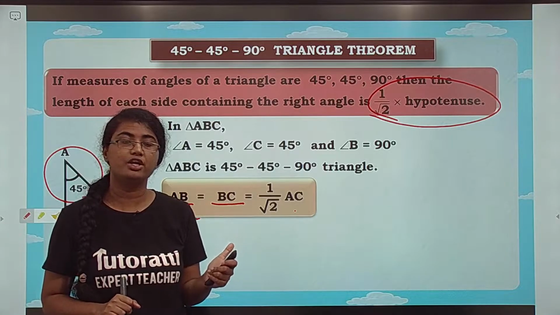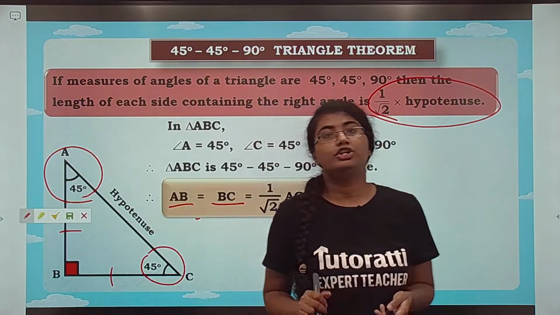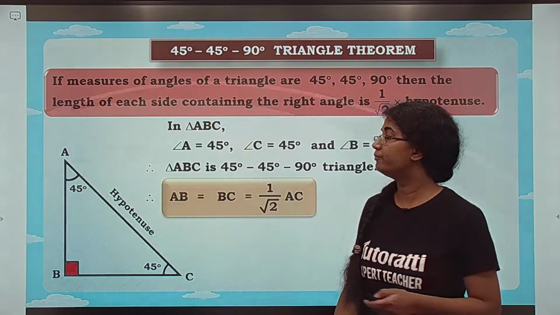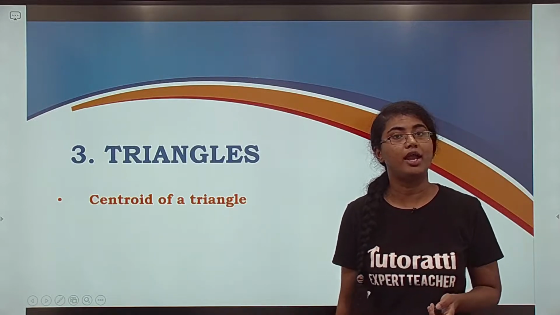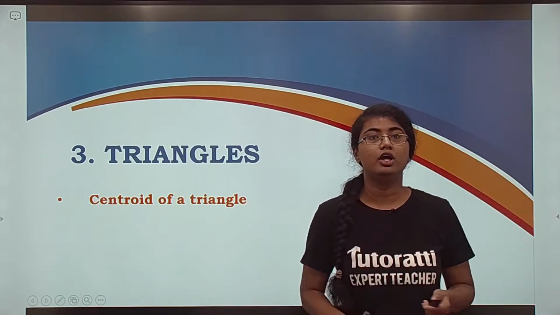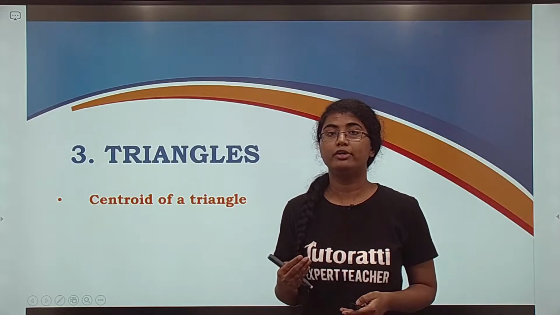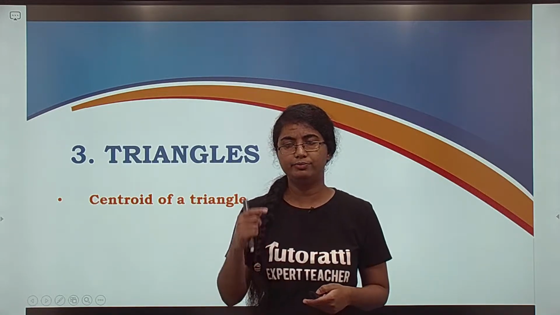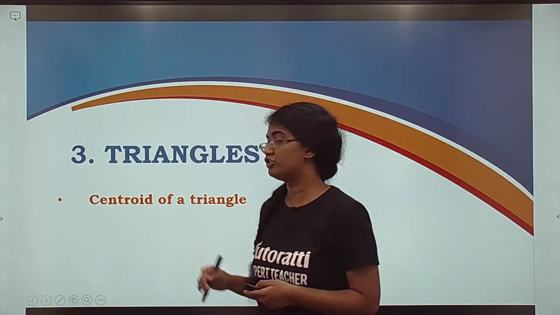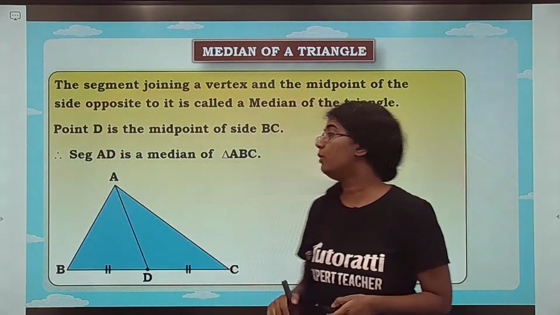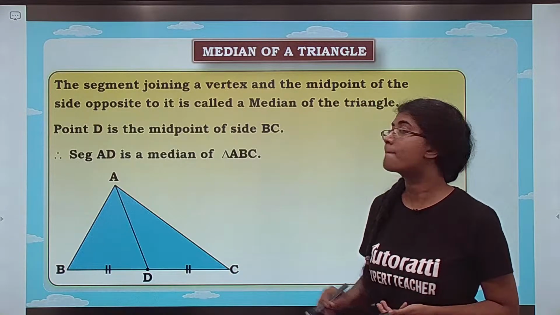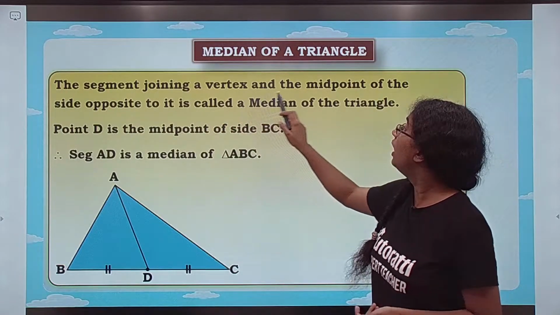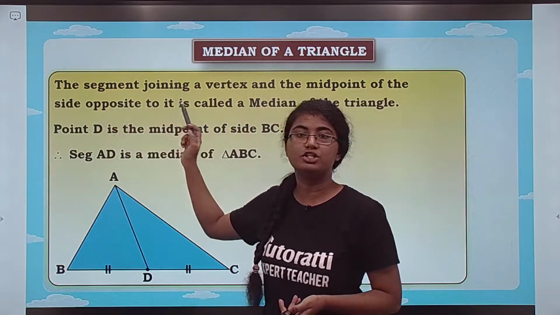Is the property or the theorem easy to understand? Excellent. Let's move ahead. The next topic is the centroid of a triangle. Now I believe this term centroid comes from the median of a triangle. Do you all know what is a median of a triangle? Anyone? Quick, what is a median of a triangle? The median of a triangle is the segment joining a vertex and the midpoint of the side opposite to it.